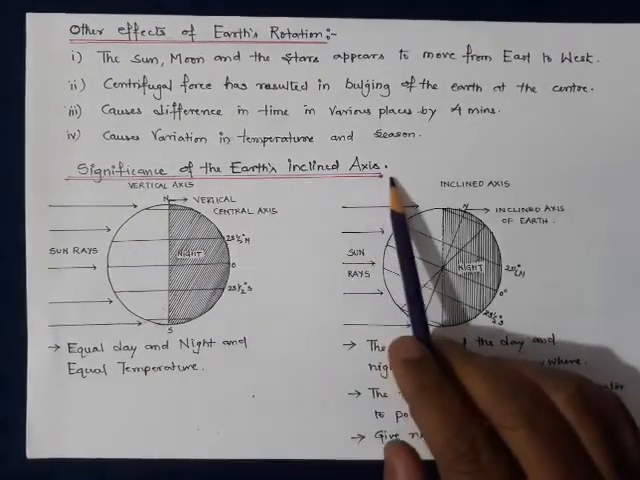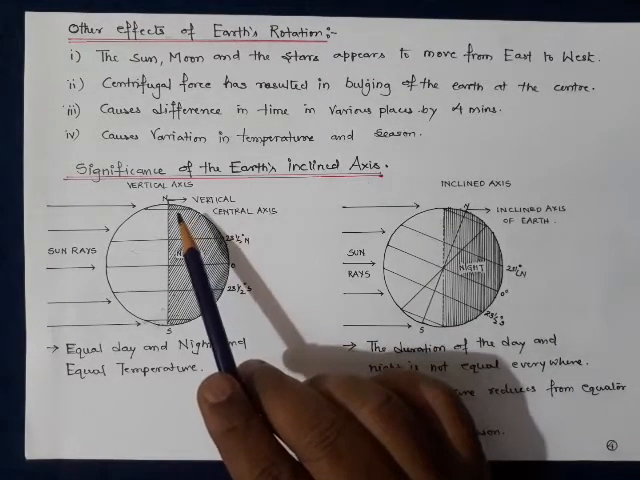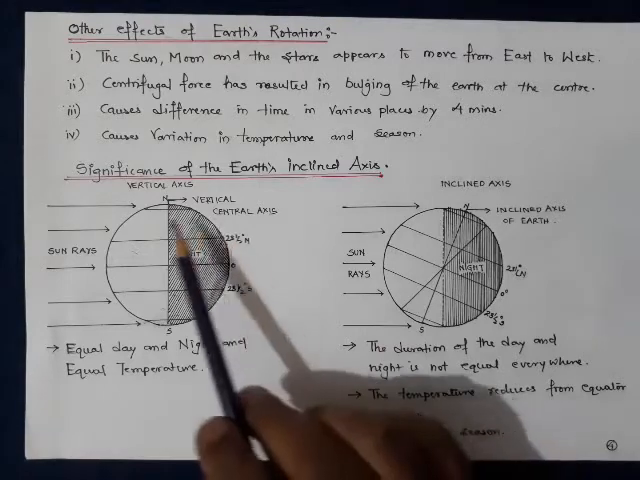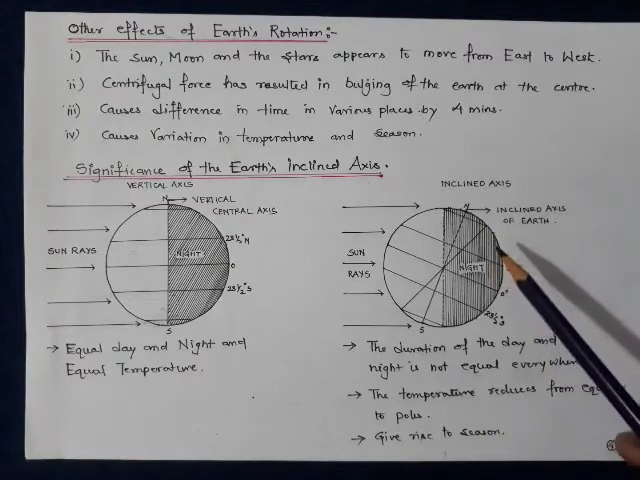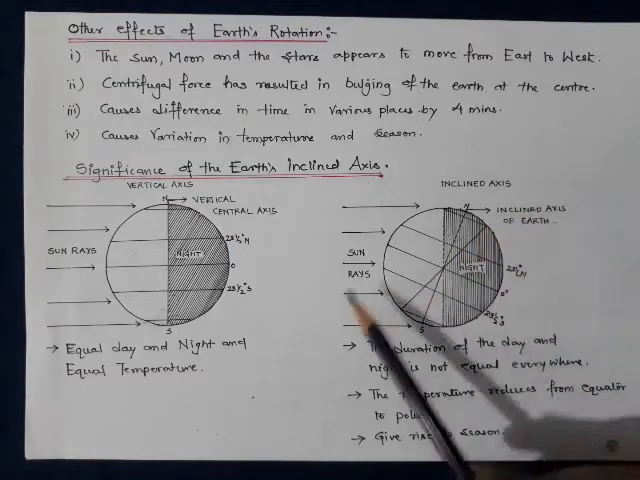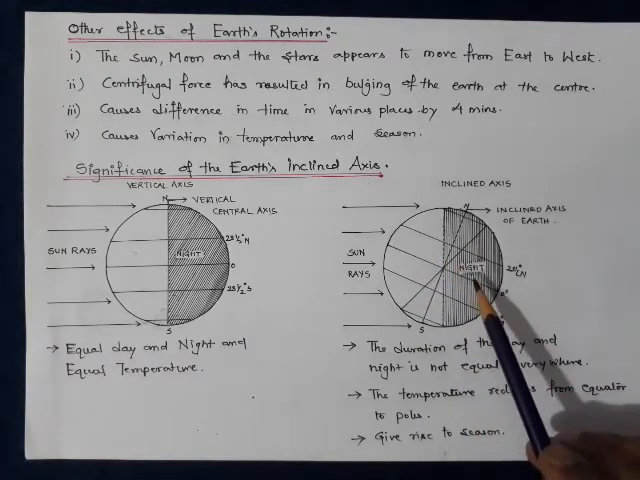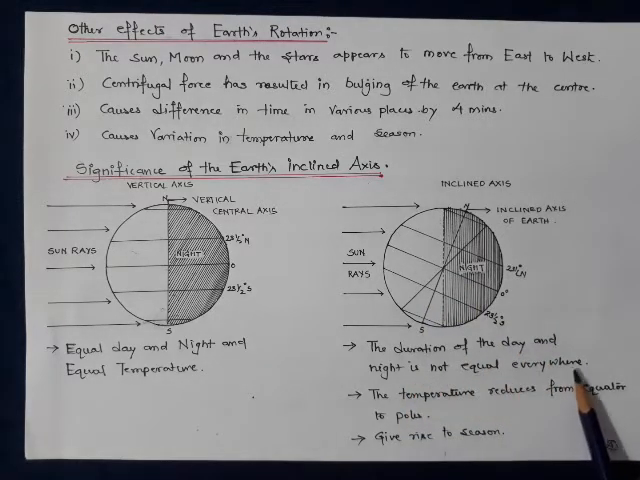Significance of the Earth's inclined axis. What if the Earth had rotated on the vertical axis? There would have been equal day and night and equal temperature everywhere. Now that the Earth rotates on its inclined axis, there is difference in the day and night. The duration of the day and night is not equal everywhere. The temperature reduces from the equator to the poles and gives rise to the seasons.